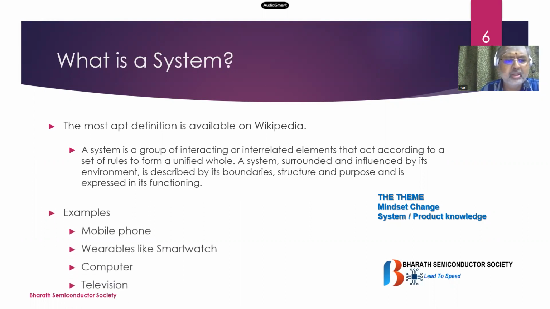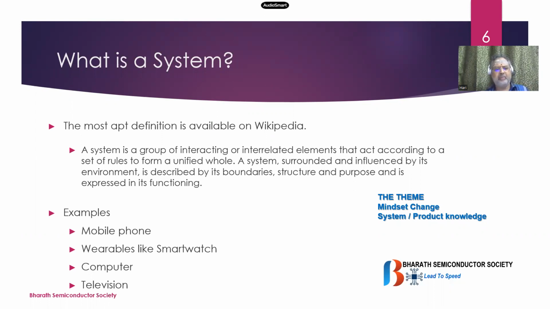What are the examples? An example is a mobile phone, as just mentioned. Everyone has a mobile phone. A mobile phone is an example of a system. Wearables like a smartwatch are another. I have an example of a smartwatch system. You all know what a smartwatch is, so I don't want to talk about it. Wait for a minute, I'll show you the next slide. A smartwatch is a very good example. Computers too. We all have desktop computers or laptop computers. It's a good example. And television. There are so many examples I can give.